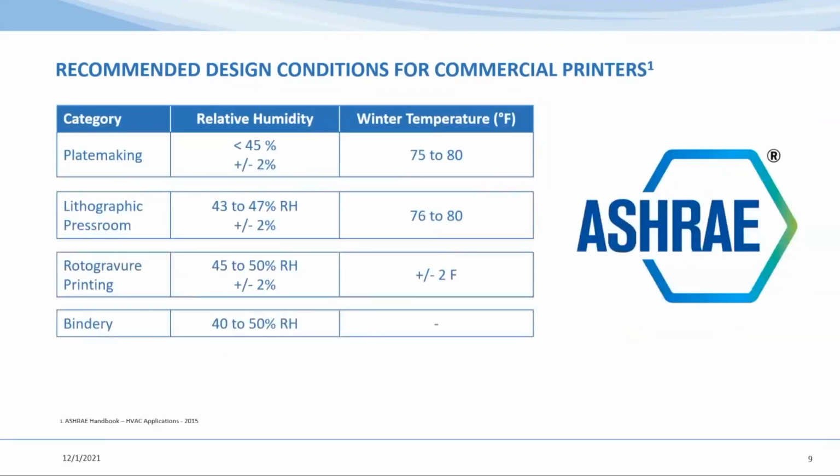On the screen, based on ASHRAE conditions pulled from the ASHRAE handbook: plate making at a relative humidity of 75% RH, with a tight tolerance of plus or minus 2%. Lithographic press rooms, 43 to 47%. Rotogravure printing is 45 to 50%. And binderies, where we're binding books, for example, 40 to 50% RH.